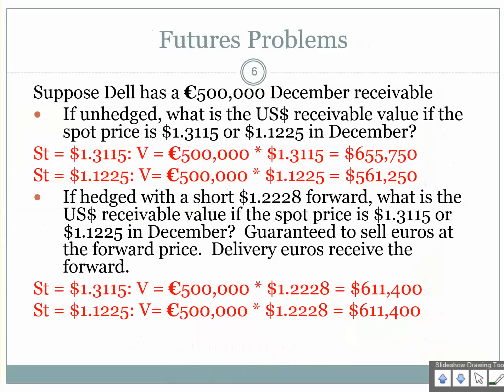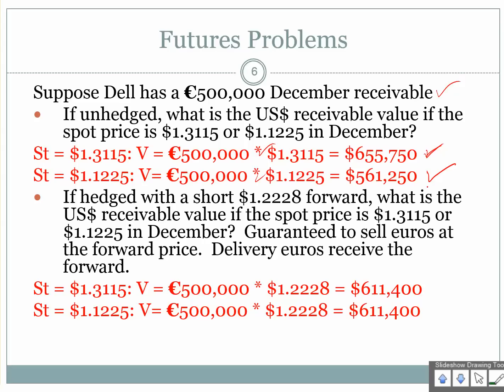So suppose Dell has a 500,000 euro receivable they expect to come due in December. Now, if they don't hedge, they estimate the exchange rate could be anywhere from, say, 1.30 to 1.12. If they receive their 500,000 euros in December, say from the sale of computers, and they get 1.30 when they go ahead and sell the euros and bring them back to the U.S., they'll get $655,000. If the exchange rate goes to 1.1225, they'll get $561,000.